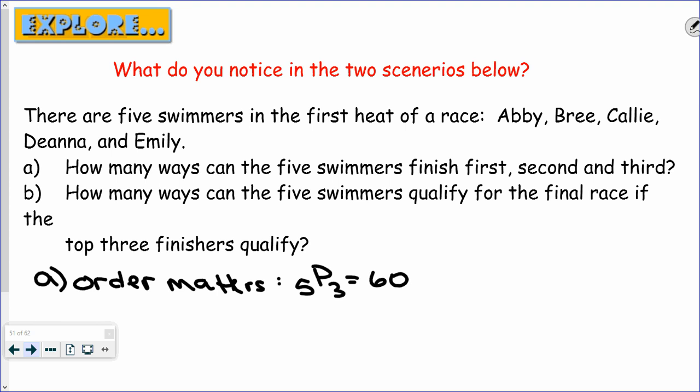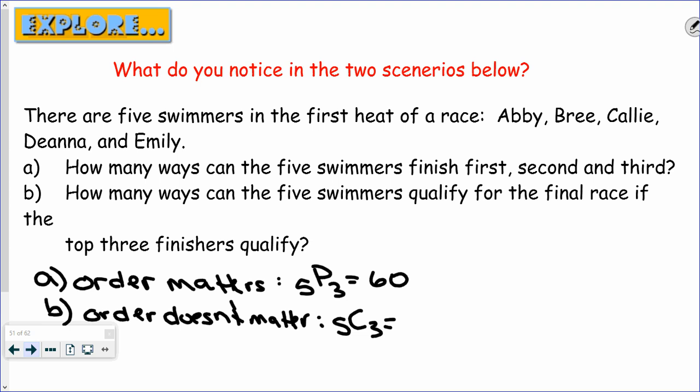Now B just says that we want to qualify. So in order to qualify for the next race, I just have to be in the top 3. It doesn't matter if I'm first, second, or third, just got to be the top 3. So in that question, order doesn't matter. When order doesn't matter, then I'm using a combination. So 5 choose 3, which means that there's less options, right? Combinations always have less, and I have 10 different combinations of people that could qualify.